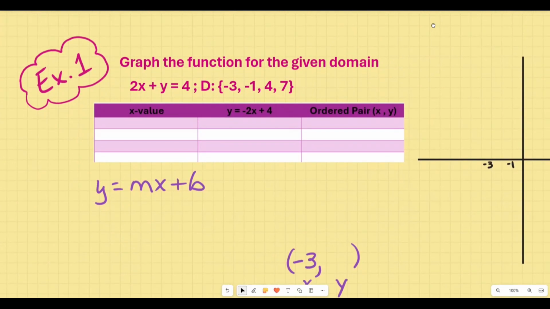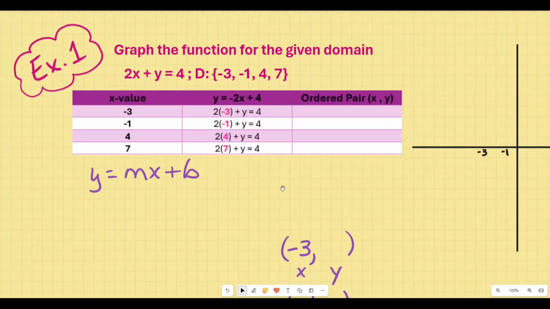For example 1, we're asked to graph the function for the given domain. So we're given this function here and the domain, which is my x values. So what I would suggest that you do is set up a table with 3 columns and then however many rows that you need for the given domain. So what that's going to look like is this.